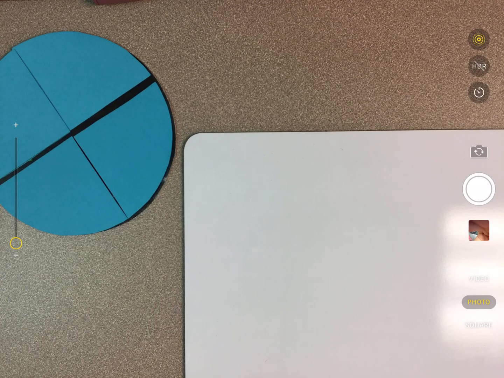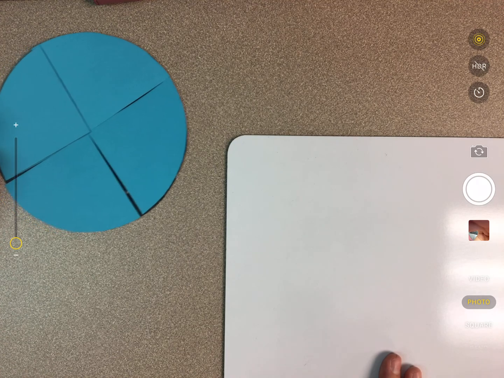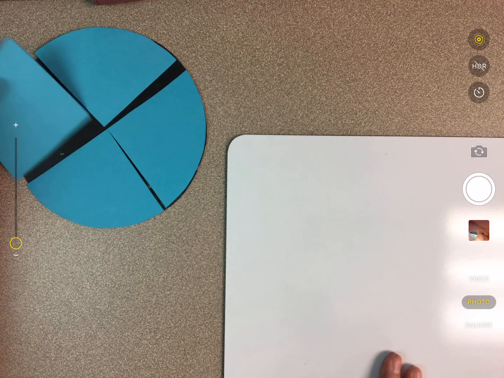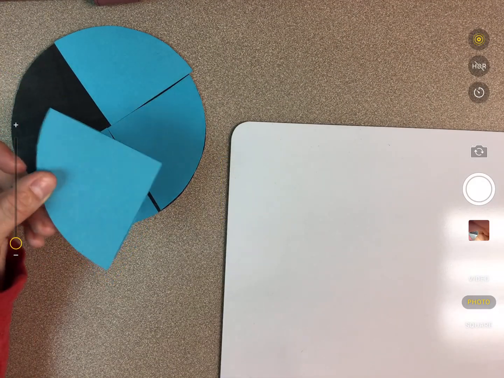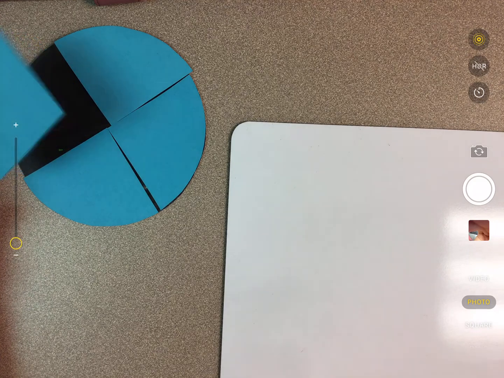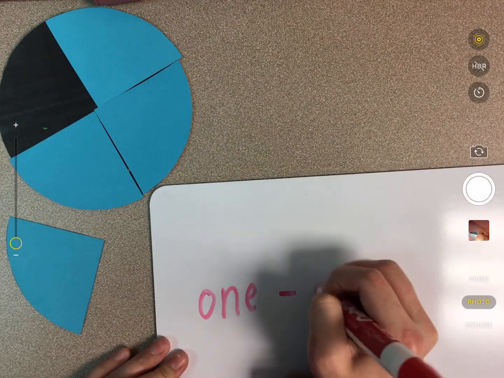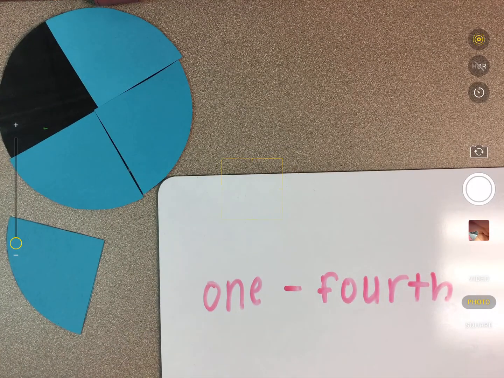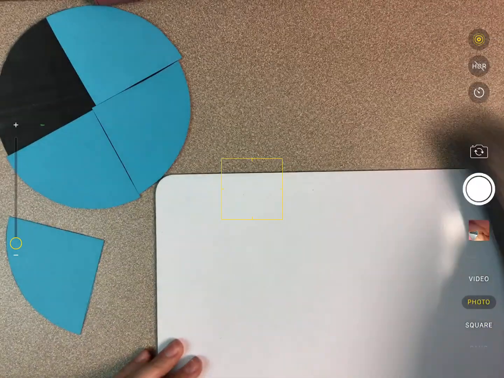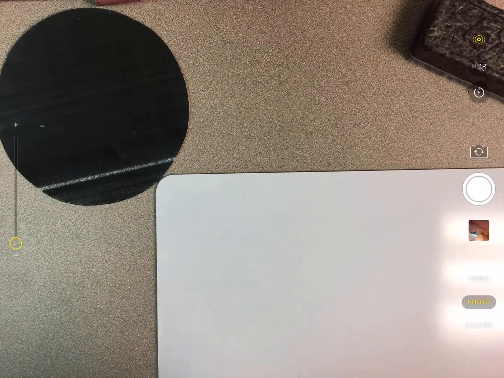So I asked you, what is the value, the fraction, what is this part of my black circle? What fraction am I holding in my hand? And you would write on your whiteboard 1/4. Good job.